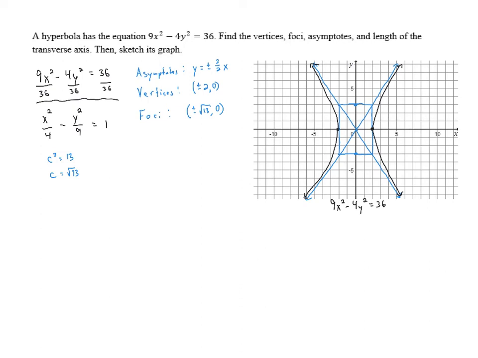If we want to plot those points, we can use a calculator to see that the square root of 13 is about 3.6. So the foci are going to be to the right, about 3.6 from the origin, and then also to the left, about 3.6. So those are the foci, and then we also needed to know the length of the transverse axis, which is the line segment that connects the two vertices. In this case, that length is 4, and these are our answers. And that is our graph, and we are good to go.